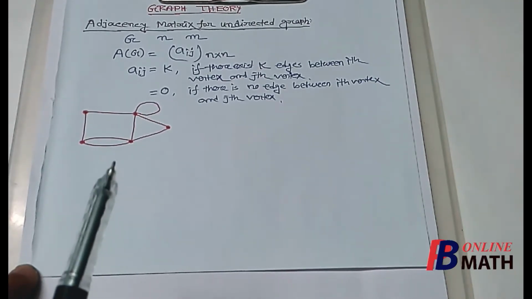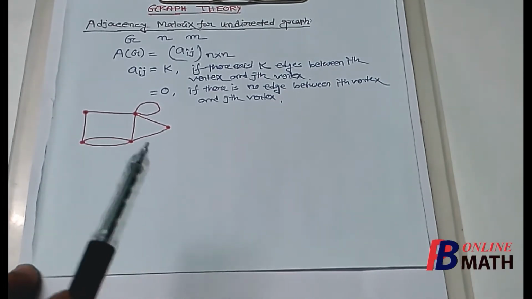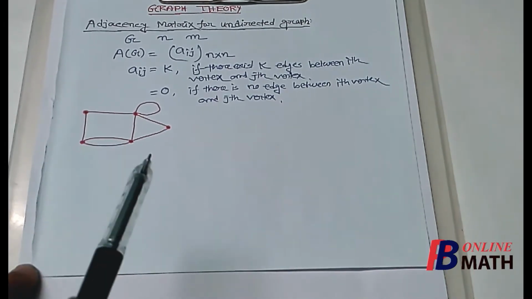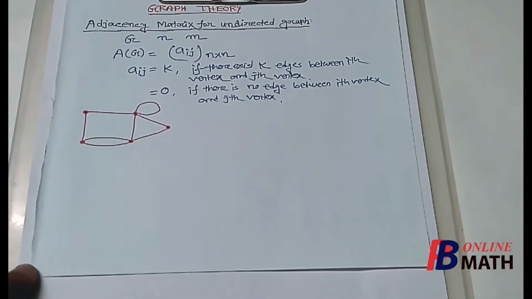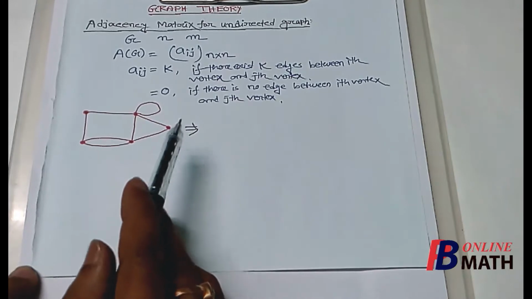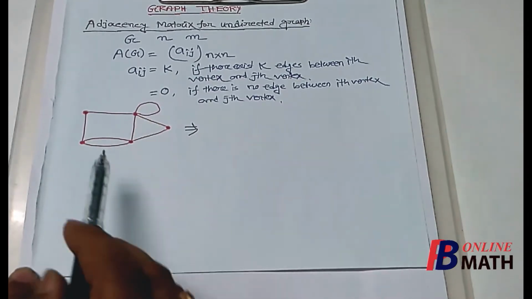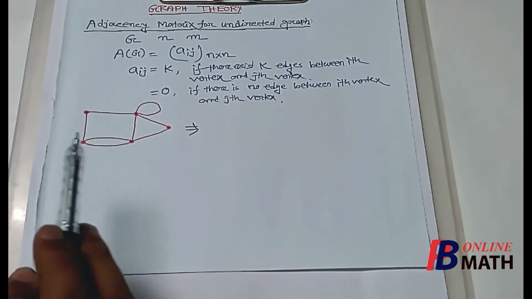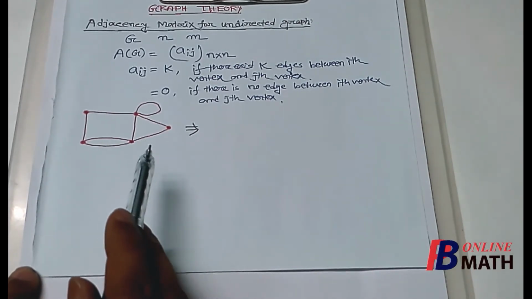Let us consider this non-directed graph. This graph has 1, 2, 3, 4, 5 vertices and some number of edges. Actually the graph contains two parallel edges and also the graph contains a self loop. So we shall find the corresponding adjacency matrix from this graph. We know that adjacency matrix is a square matrix which is an n cross n matrix where n is the number of vertices. Now here we find that there are 5 vertices. So the adjacency matrix will be a 5 cross 5 matrix.